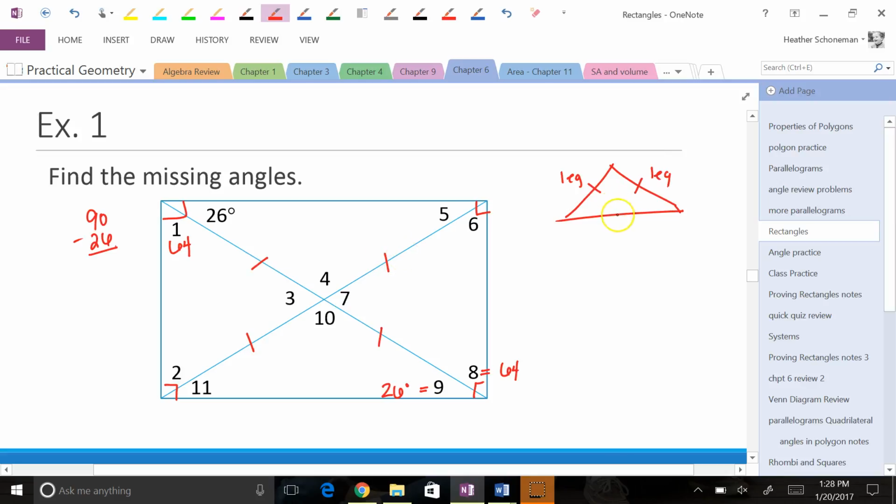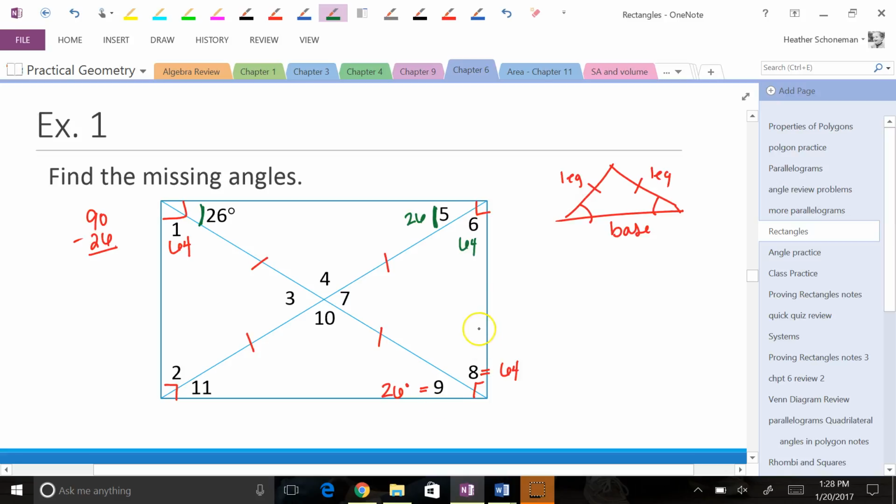In an isosceles triangle, when you have the two legs congruent, the two angles that touch the base are going to be equal. So if I look at that top triangle, 26 and 5 are base angles. That means 5's got to be 26. 5 and 6 add to 90, so 90 minus 26 is 64. 6 and 8, they're base angles. Oh, look, we already have that right.